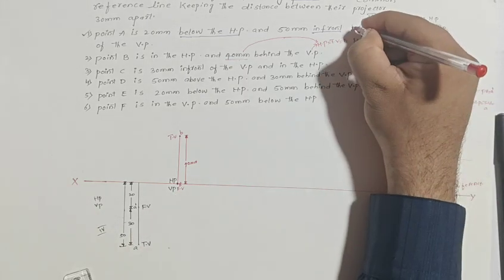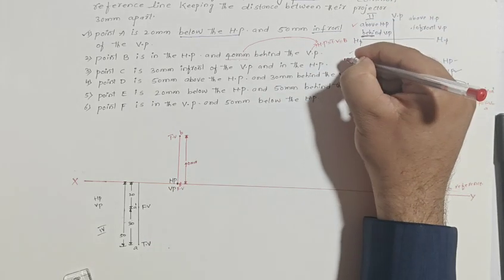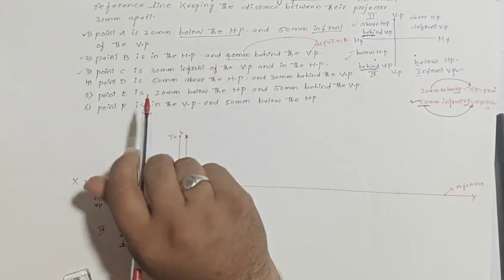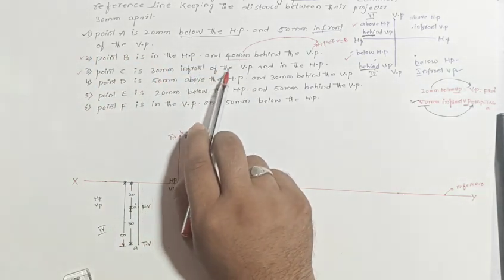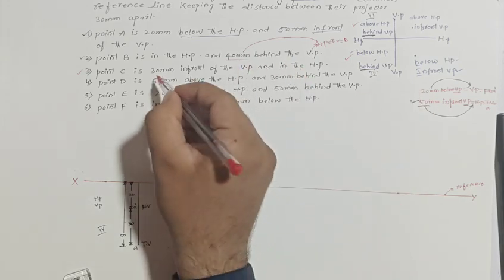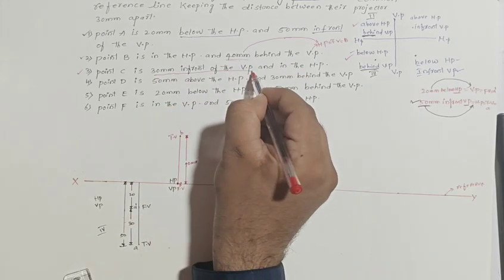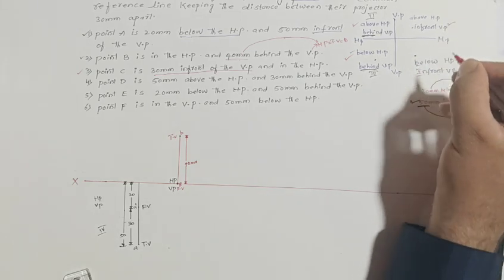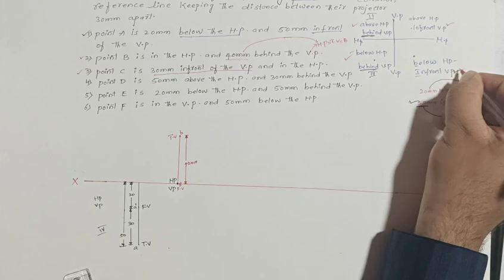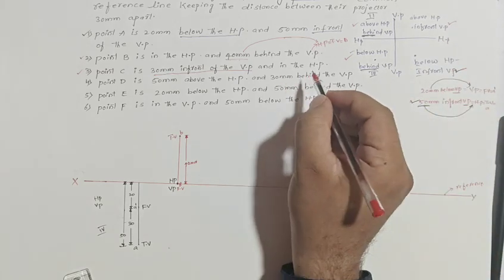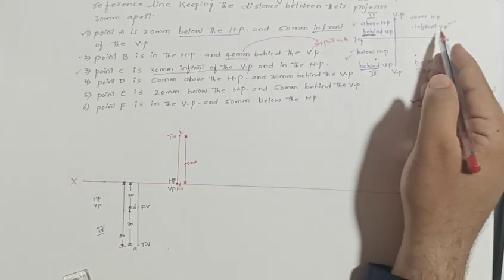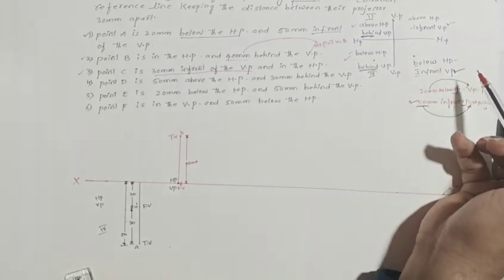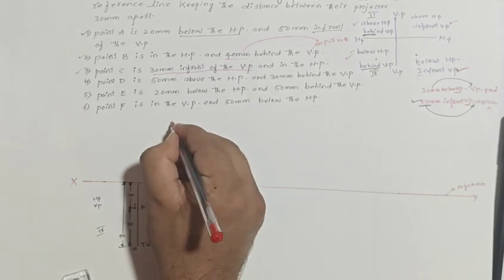If you solve by the second method, you will get the same figure. If you solve by the third method, you will get the same figure. Is it right? Come to the third question. A point 30 mm in front of VP and in HP. In front, it lies only in two quadrants, first quadrant and fourth quadrant. Clear? So you can go for any one. It's your choice.